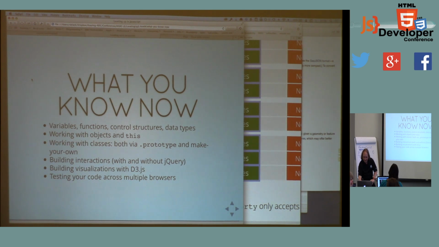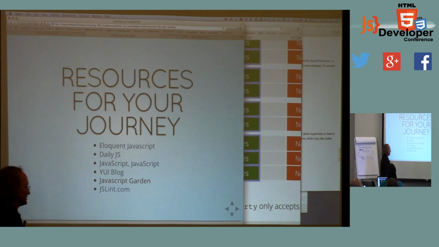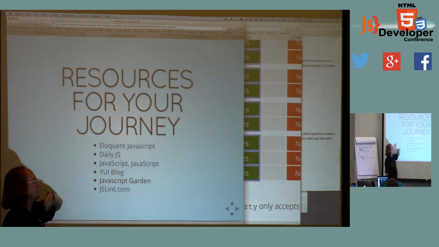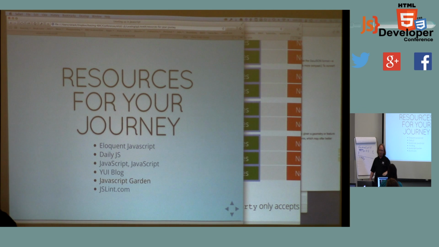Okay, well, I think, given that, resources for your journey. One of the things I like, it's a beginner's book, but there's a lot of good depth in it. It's called Eloquent JavaScript, and it's linked from here, eloquentjavascript.net. Daily.js is a website and a blog of what's going on in the JavaScript world, new libraries, interesting things going on. At this point, you probably could follow it and get a lot of interesting stuff out.